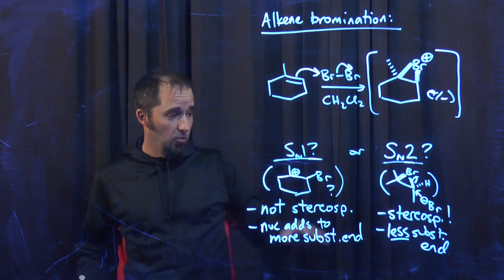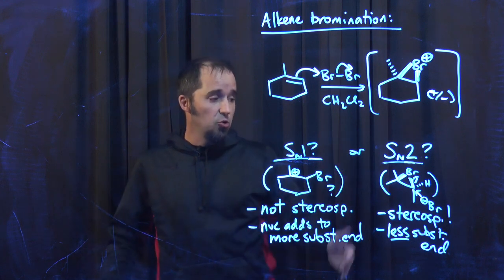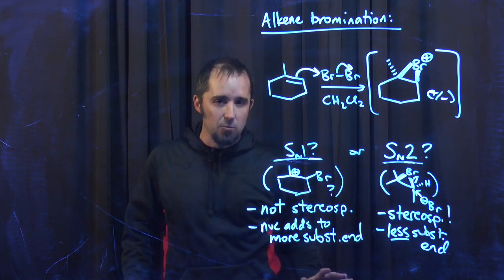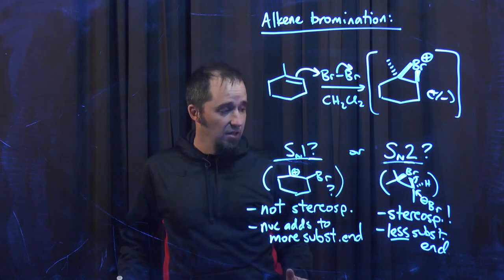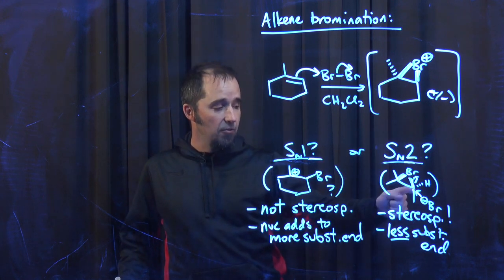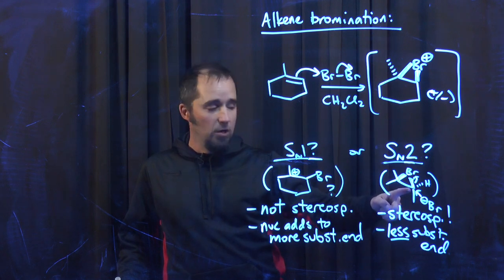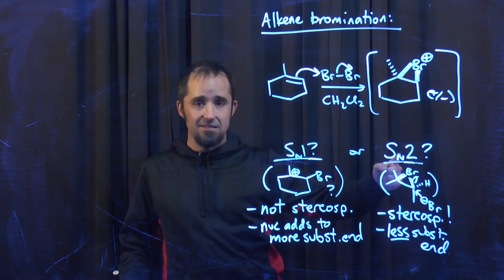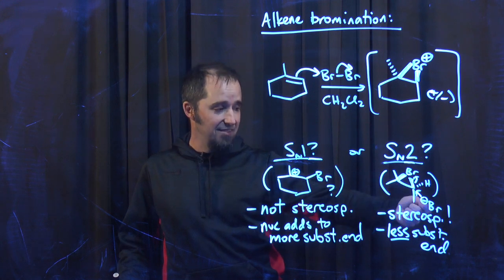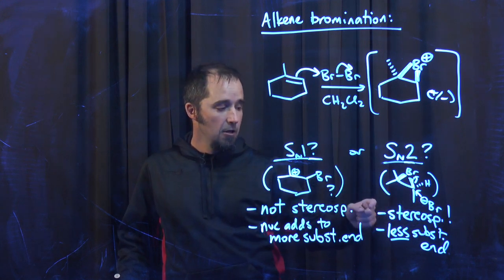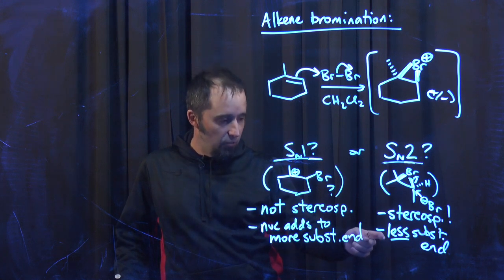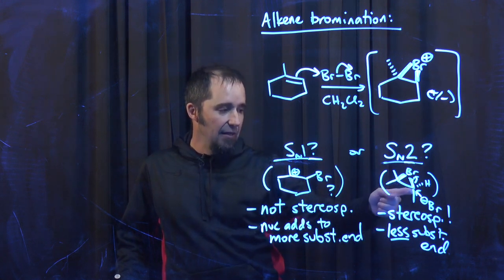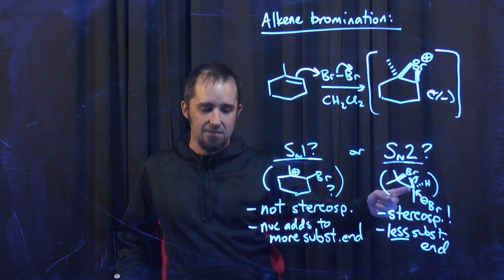Now, we can also think of this as an SN2-like reaction, but we get the opposite results, right? So SN2 is stereospecific, so we would only attack from the backside of this. We'd get only trans products, right? Because this is adding from the opposite side. But we'd only get reaction from the less substituted end, right? We'd say this is too crowded, and this is going to be where it reacts, all right?